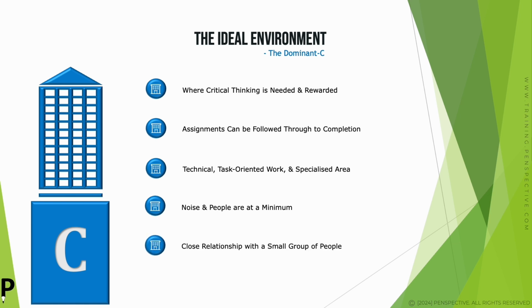Close relationship with a small group of people. Dominant Cs value close relationships with a small group of trusted colleagues or team members. They prefer working collaboratively in a tight-knit team where they can rely on others for support and share common goals and values. An environment that fosters camaraderie and mutual respect is conducive to dominant C's sense of belonging and contribution.